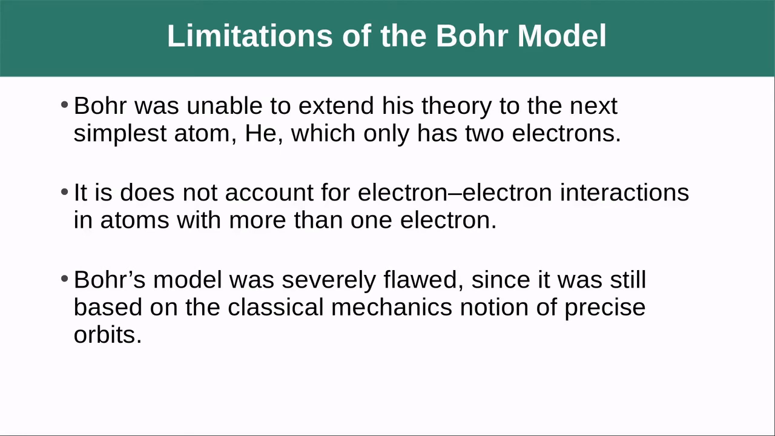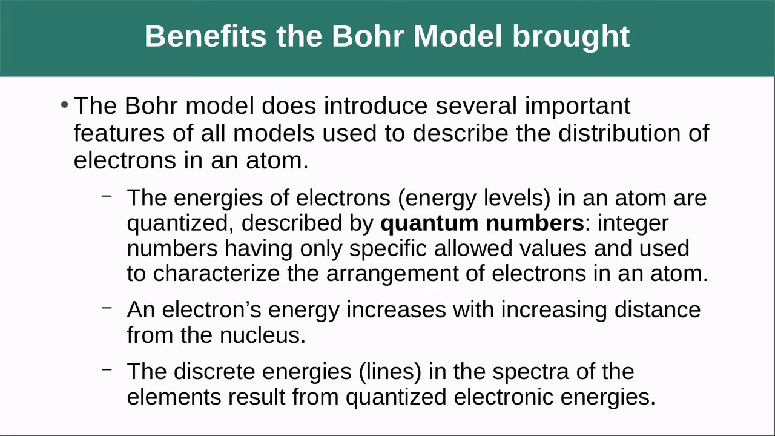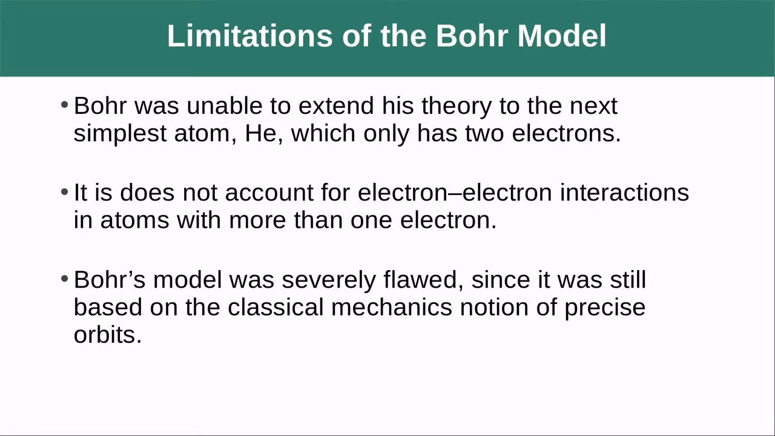So Bohr's model has some limitations. It was unable to extend his theory to the next simplest atom, helium, so it only works for hydrogen. It does not account for electron-electron interactions. It can't handle those types of interactions. And it was still based on the classical mechanics notion of precise orbits. And we'll see exactly what precise orbits means in a little bit here.